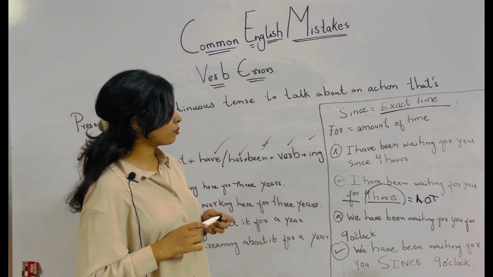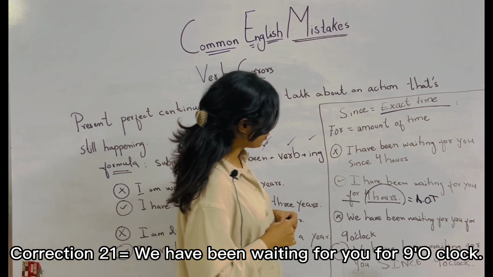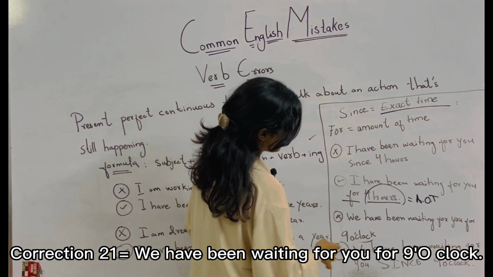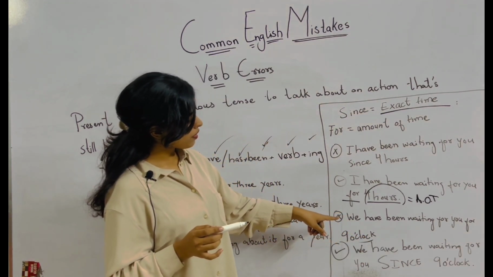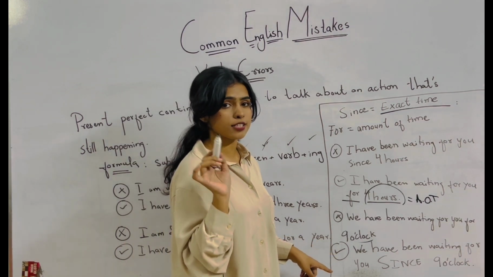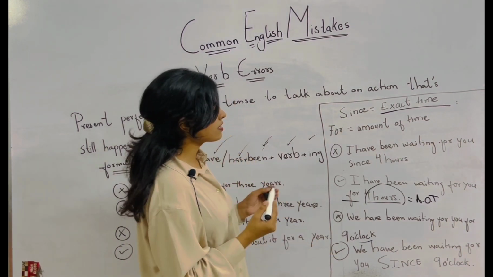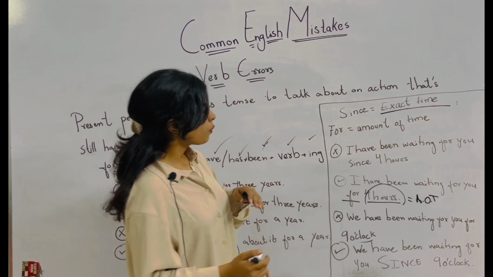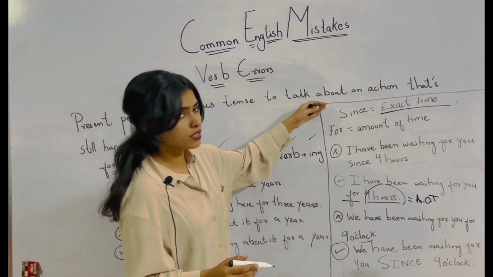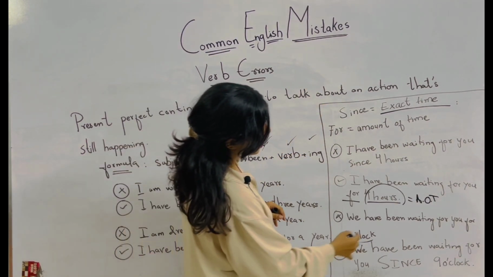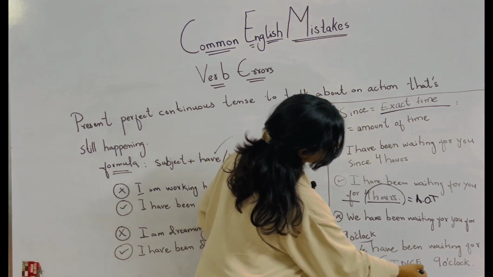So the next correction would be, we have been waiting for you for 9 o'clock. So when we're talking about 9 o'clock, that is an exact time mentioned. So whenever our sentence has an exact time mentioned, we cannot use for with it, we have to use since with it. So we're going to say, we have been waiting for you since 9 o'clock.